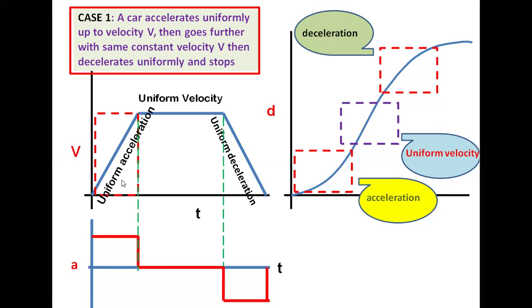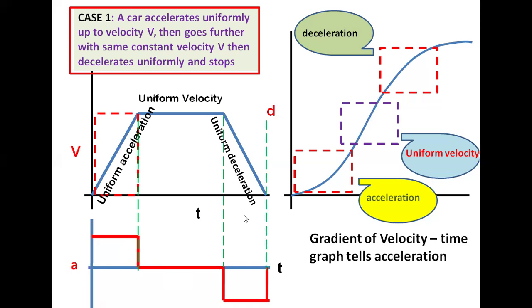So you can compare the regions: uniform acceleration, this part, constant velocity means 0 acceleration, and then negative acceleration. The gradient of a velocity-time graph tells acceleration. Now here are some more points to remember. Gradient or slope means division: change in y-axis divided by change in x-axis.